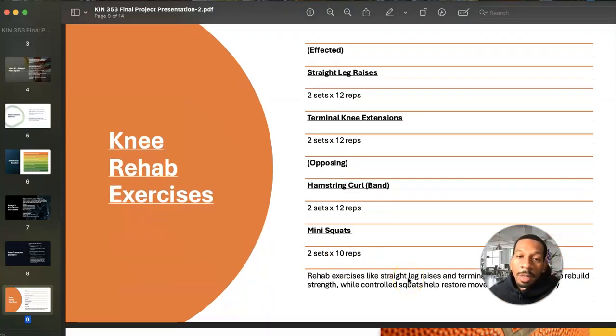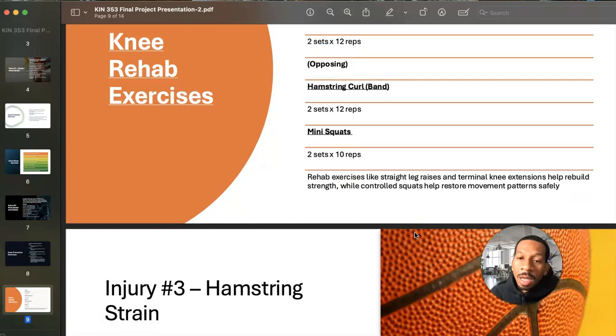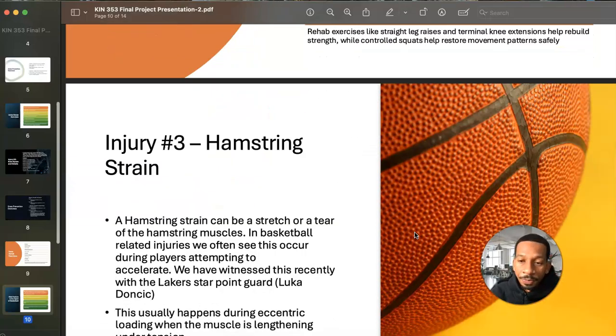For our knee rehab exercises, for our affected area, we'll do straight leg raises, 2 sets, 12 reps. For our terminal, we'll also move on to terminal knee extensions, and with those, we'll do 2 sets, 12 reps. And our opposing, we'll focus on a hamstring curl with the band, and we'll do 2 sets, 12 reps. And then we'll also do mini squats, which would be 2 sets, 10 reps. And rehab exercises like the straight leg raises and terminal knee extensions help build strength, while the controlled squats help restore the movement patterns safely in the knee.